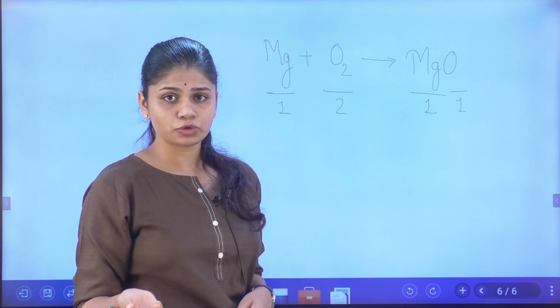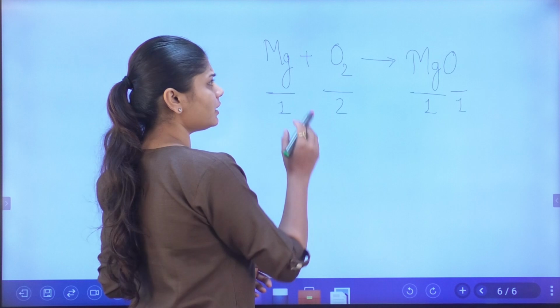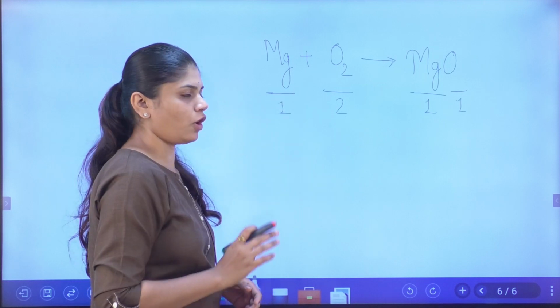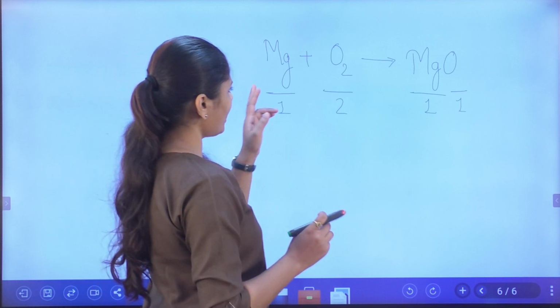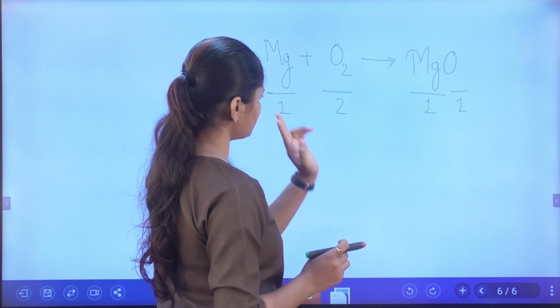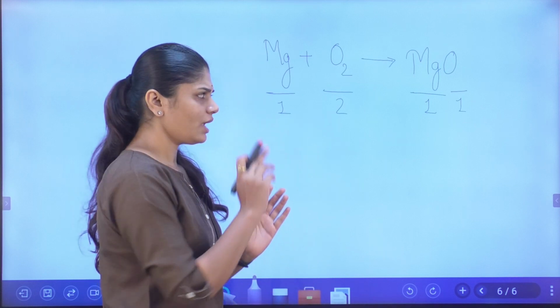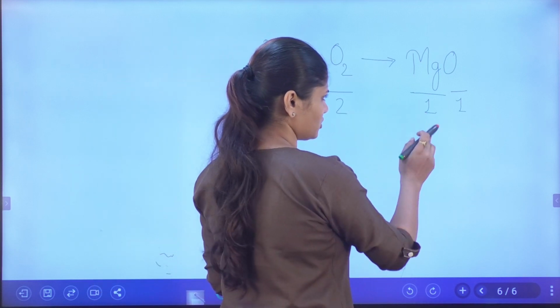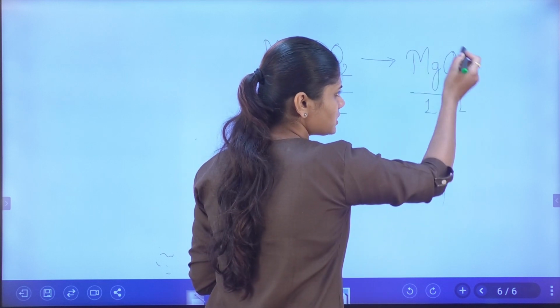So what do we need to do for it? First see the reactant side. Always see the reactant side first. So Mg is 1, O2 is 2, it is perfectly fine. Nothing will change from here. Let's see the product side. Mg is 1 and O is 1. So we need to balance this whole thing.